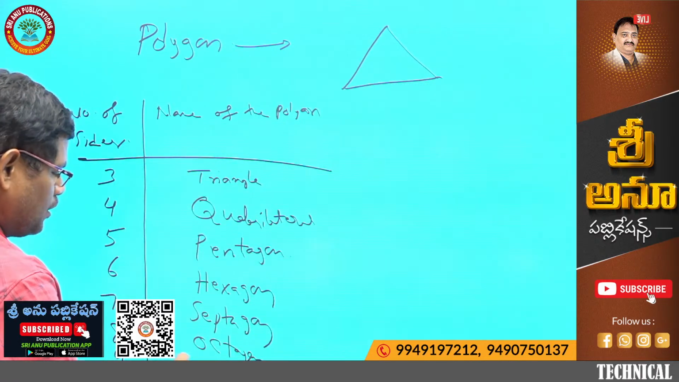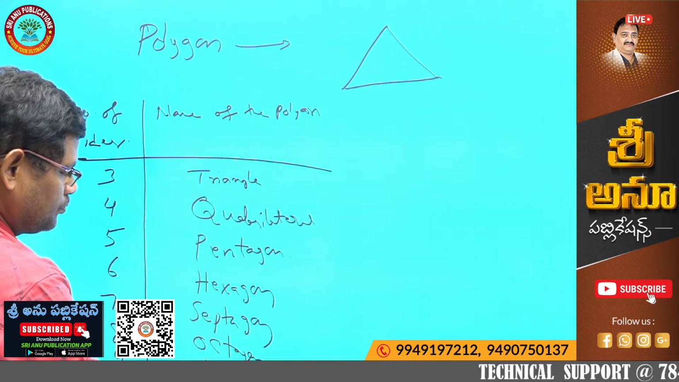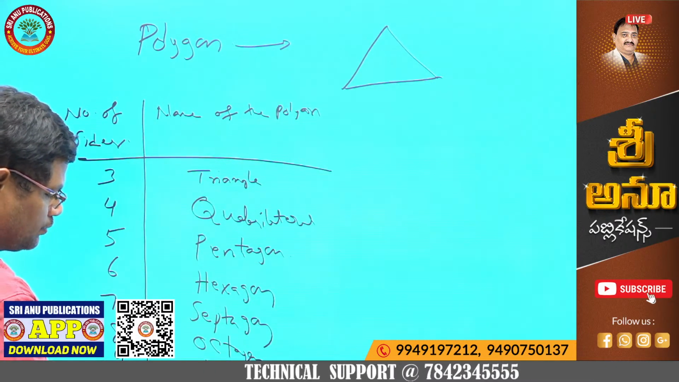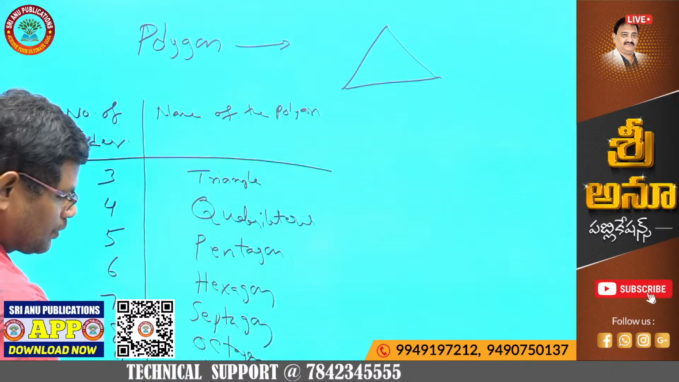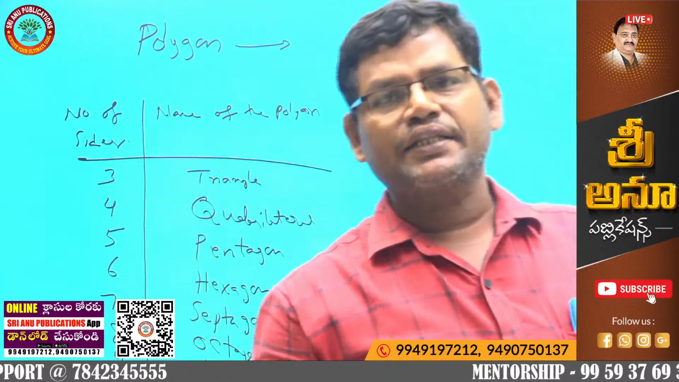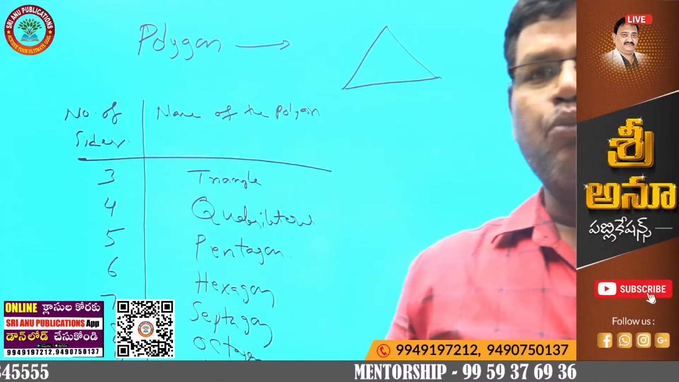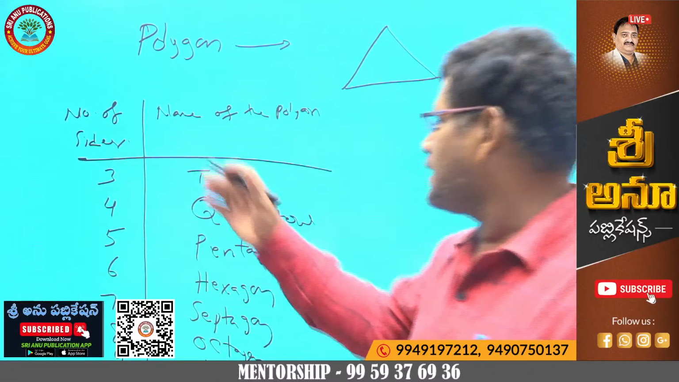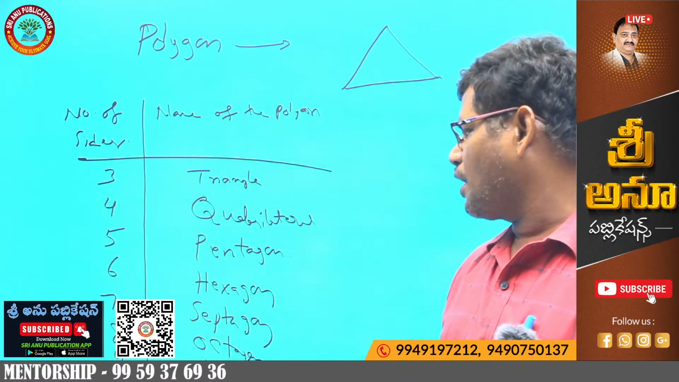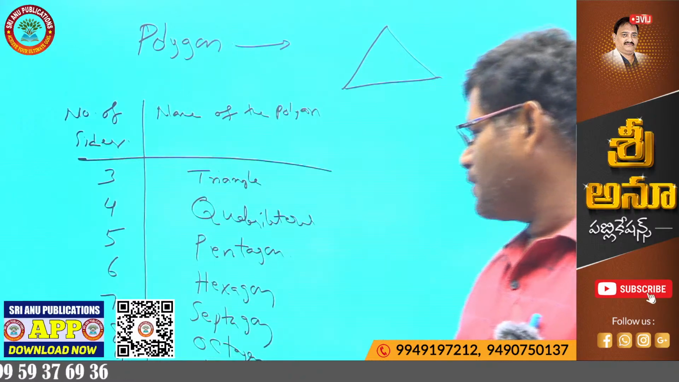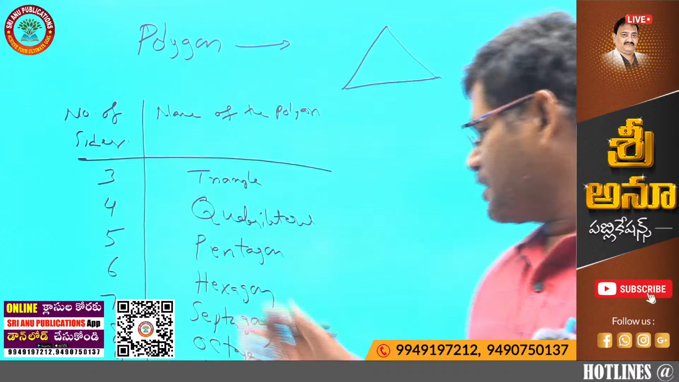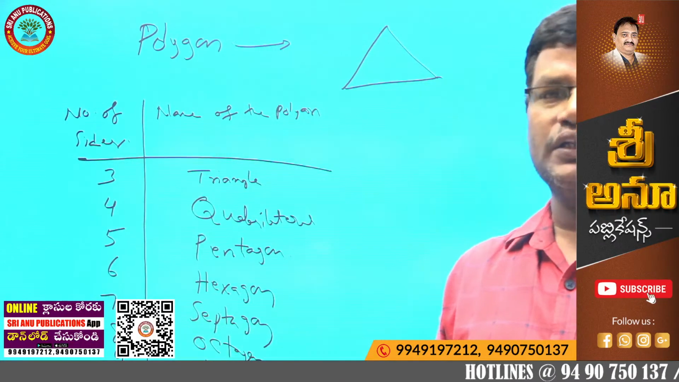Next, 9 means nonagon, and 10 means decagon. Like this, based on the number of line segments, the polygon name is given: 3 triangle, 4 quadrilateral, 5 pentagon, 6 hexagon, 7 septagon, 8 octagon, 9 nonagon, 10 decagon.